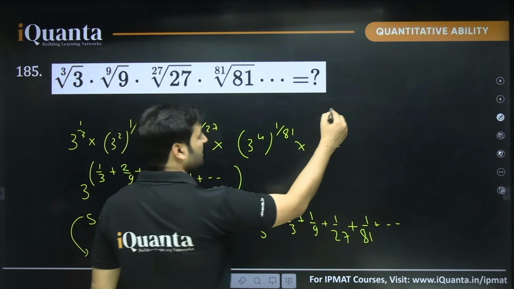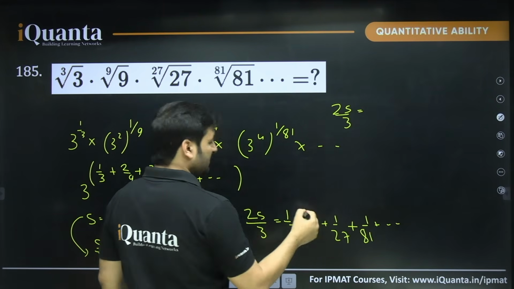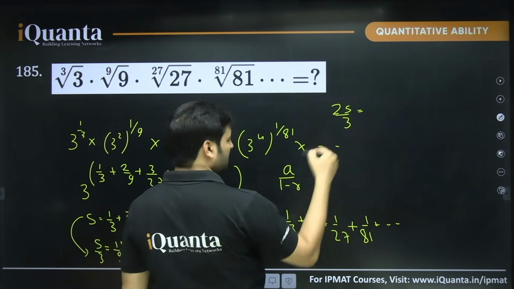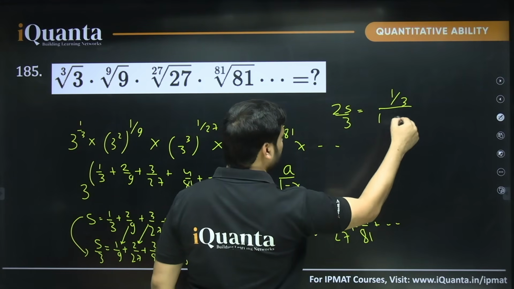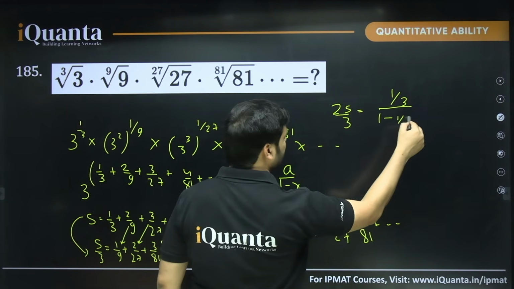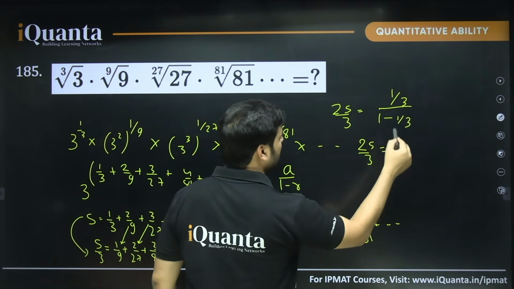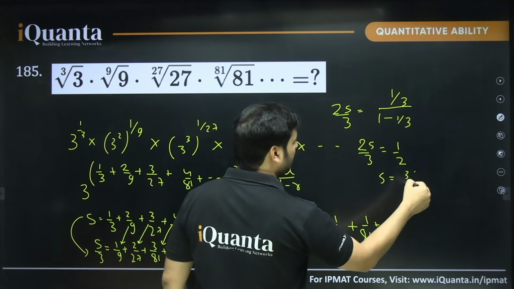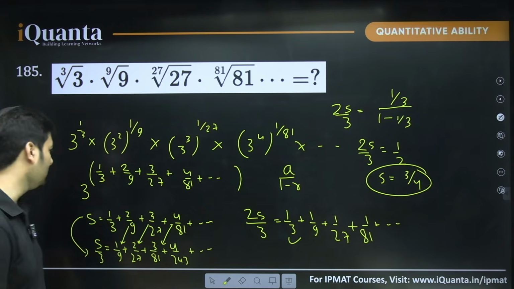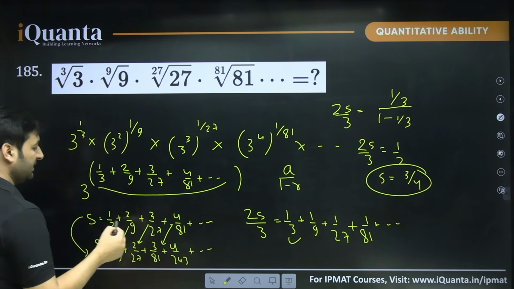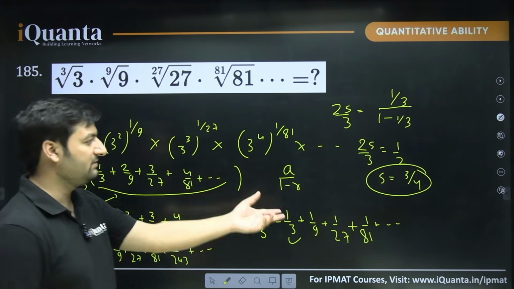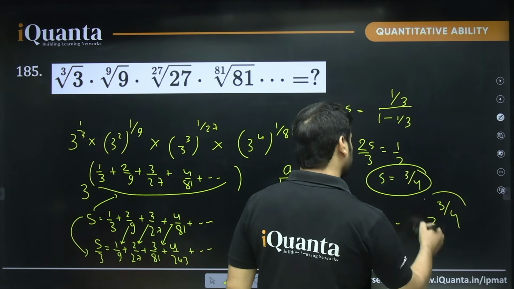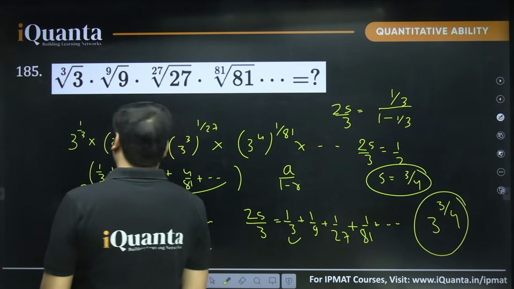What is the sum of such a GP? Sum of an infinite GP is A upon 1 minus R, where A is the first term and R is the common ratio. So, first term is 1 by 3 upon 1 minus R. R is the ratio 1 by 3, so 1 minus 1 by 3. So, 2S by 3 is equal to 1 by 3 upon 2 by 3, that means 1 by 2. S will be 3 by 4, right? S will be 3 by 4. So, what is my answer? This sum was taken as S by me, and I have got the value of S, that is 3 by 4. So, the answer completely will be 3 to the power 3 by 4, that is my answer. I hope this is also clear.